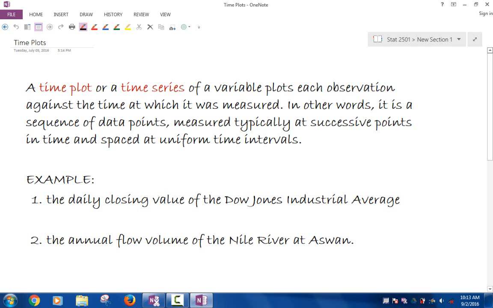So examples of time plots or time series would be the daily closing value of the Dow Jones Industrial Average, the annual flow volume of the Nile River at Aswan, and so on. You can give many other examples.